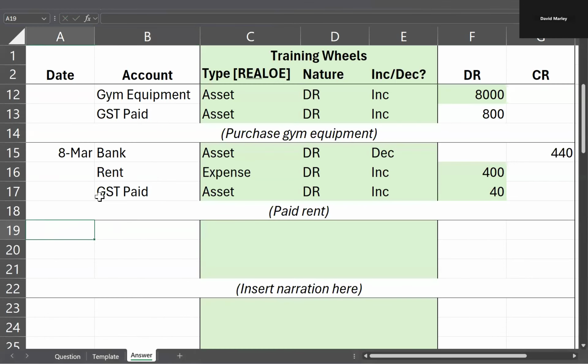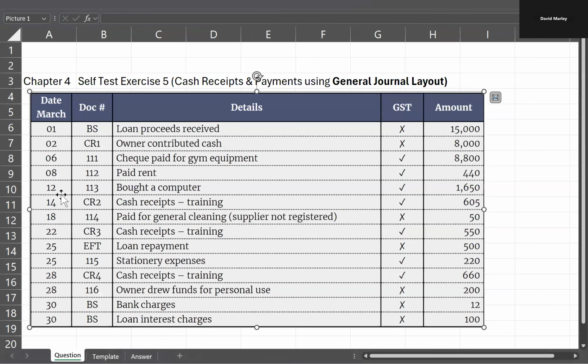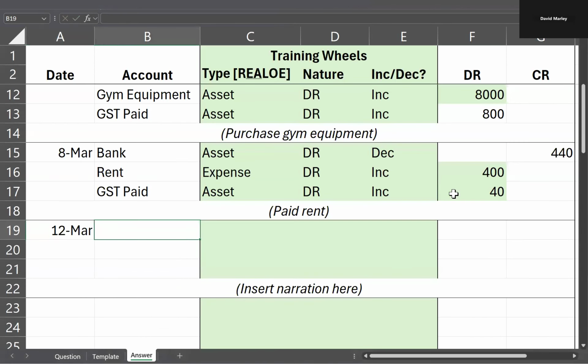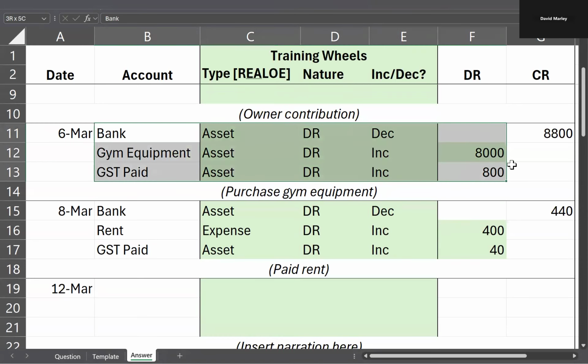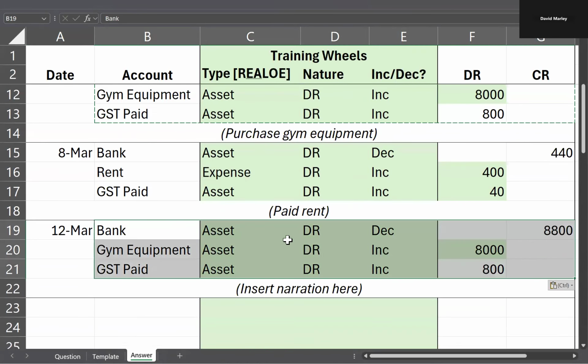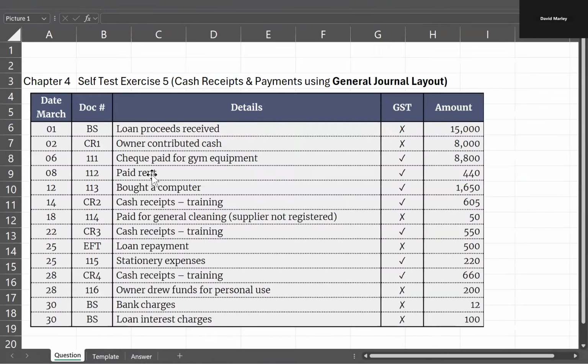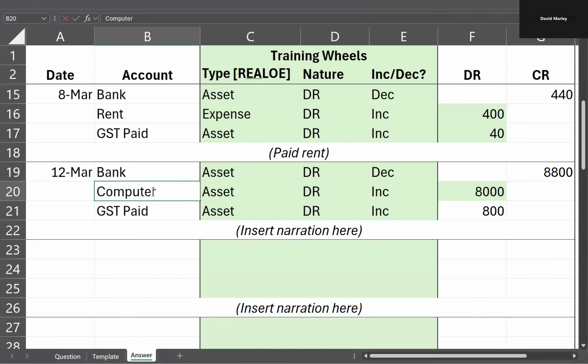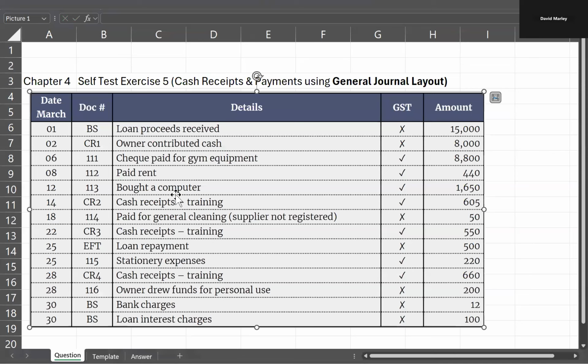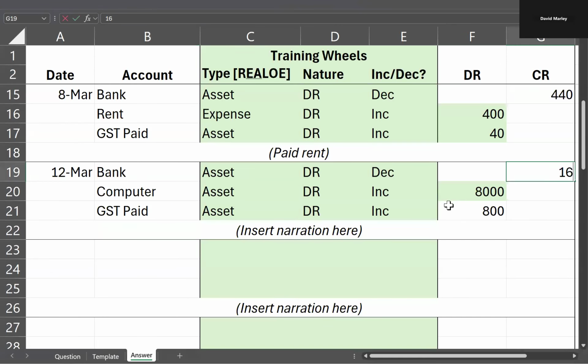Here we're buying another asset. So kind of like the gym equipment one, I'm going to go and copy my gym equipment after I put the date in. And then just update what I need to update. Bought a computer this time, another asset. These things are all the same, but the dollar figure will change. 1650.